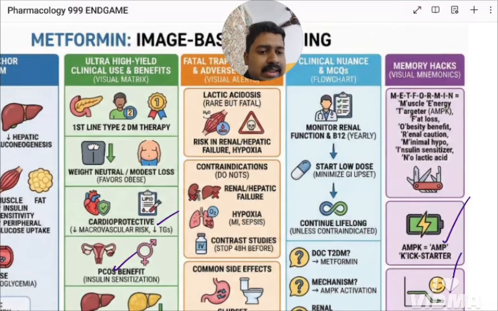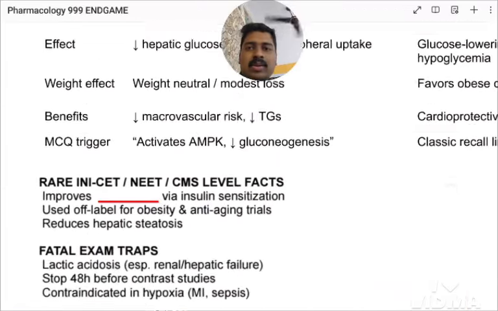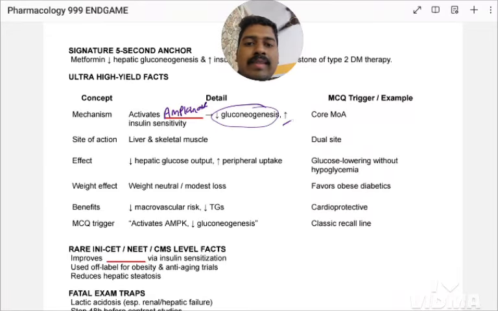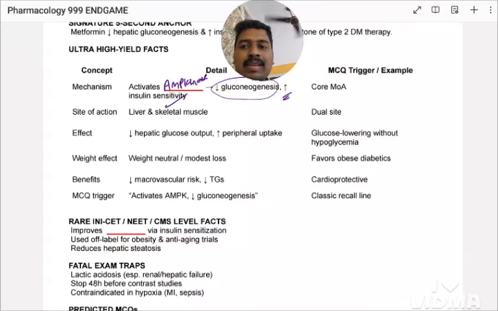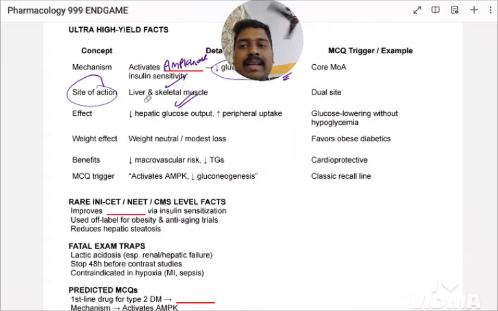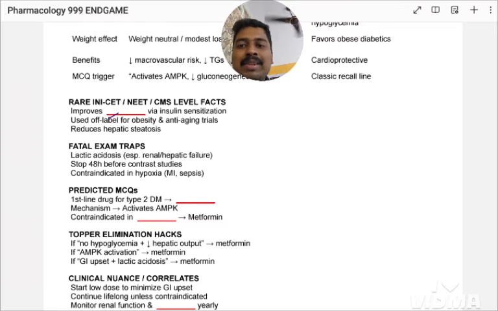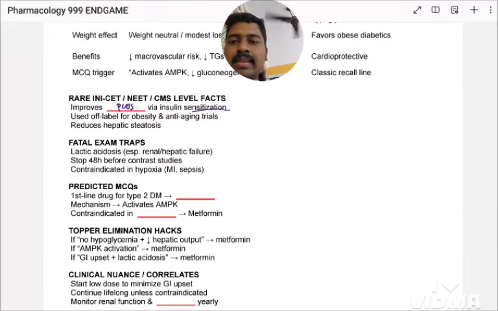I think I have discussed everything. Yes, you can go through this. Okay, we'll just go through the questions now. Activates what? Activates AMP kinase, as a result of which there is decreased gluconeogenesis and increased insulin sensitivity. What is the site of action? It acts on both liver and skeletal muscles. In liver it decreases hepatic glucose output, that is decreases gluconeogenesis, and in skeletal muscles it increases peripheral glucose uptake. So there is no risk of hypoglycemia. Next, improves PCOS via insulin sensitization. Yes, it improves the symptoms of PCOS. Okay, next, first line drug for type 2 diabetes mellitus.